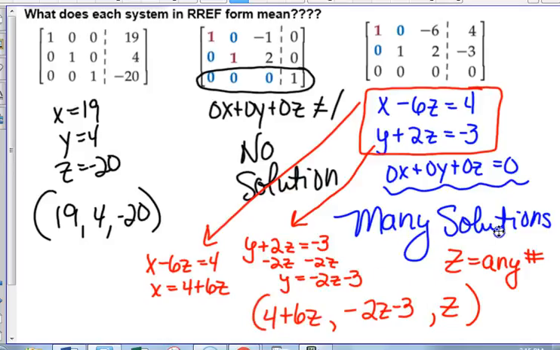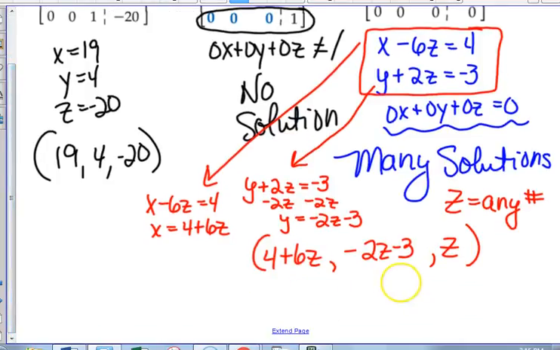Okay. So it says many solutions where z can be any number, and then you have to do negative 2 times that number minus 3 to get the y, and you have to do 4 plus 6 times that number to get the x. Could we put the all real numbers in hypothesis, like the R with the 2? You can.